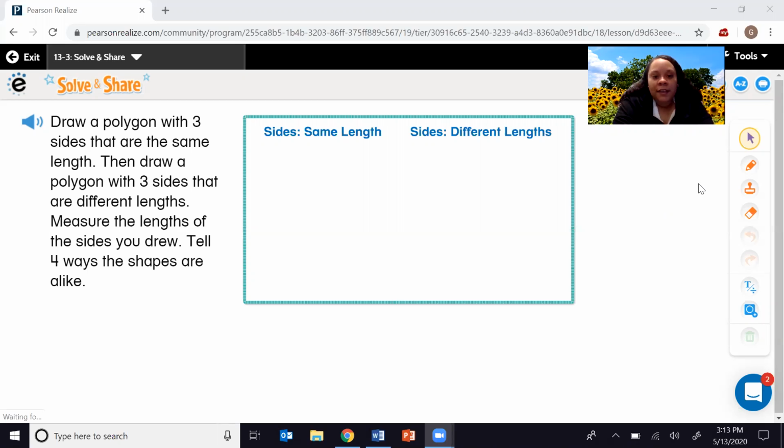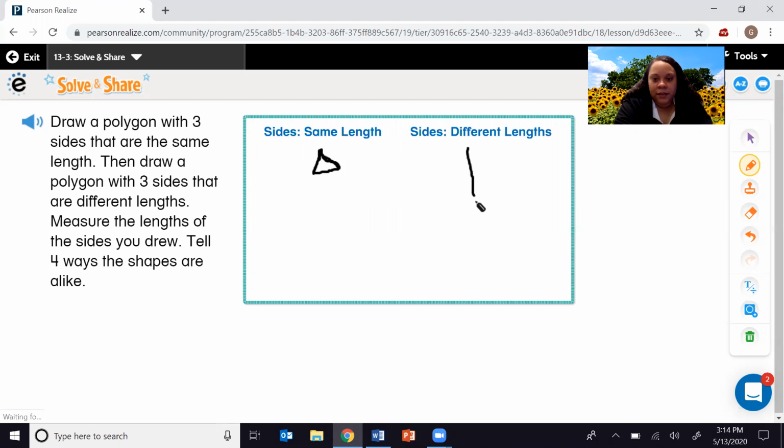Okay, so this one wants us to draw a polygon with 3 sides. So it has to have the same length. And bear with me here because I'm doing this on the computer. Draw a polygon with 3 sides that are the same length. Okay, that's about the same length. Mine would be better, but it's kind of hard on the computer, but it's about the same length.